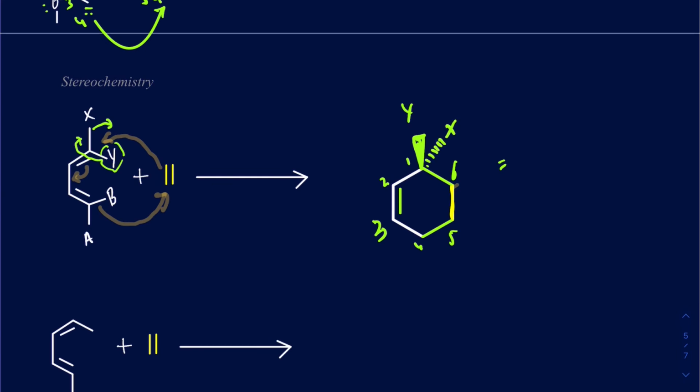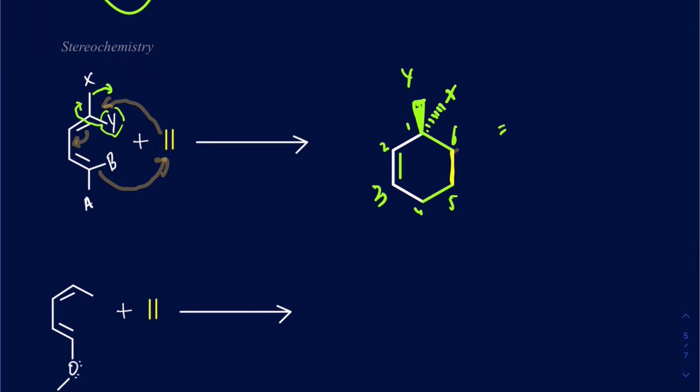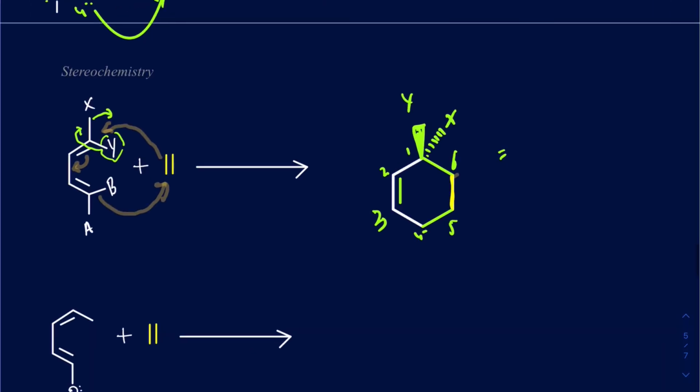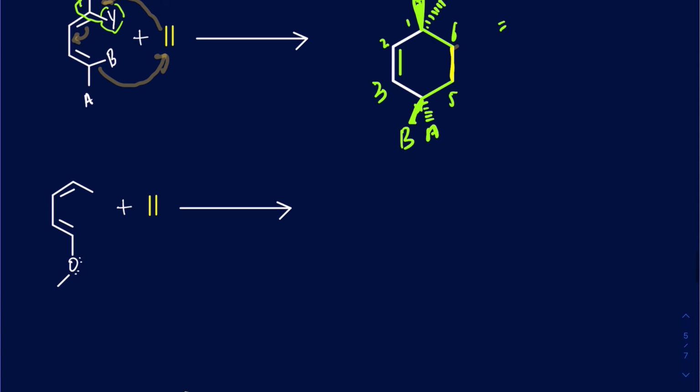So this is something you just probably want to memorize, that this is how it really works for the sophomore organic chemistry course. And then this A is going to be going back into the page, and then this B is going to be coming out of the page. So that's going to be your stereochemistry, and let's look at a couple of examples here.